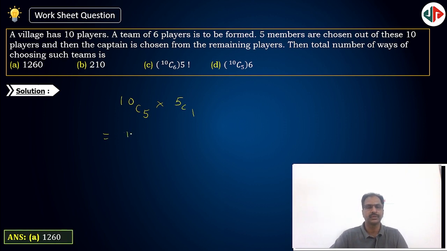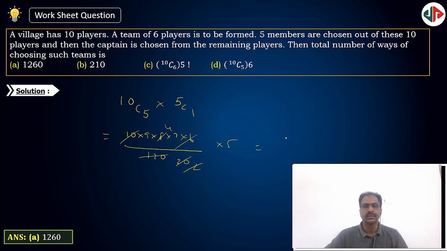Simplify this. 10C5 is 10 into 9 into 8 into 7 into 6 by 5 factorial, which is 252, into 5. That gives 1260. Option A.